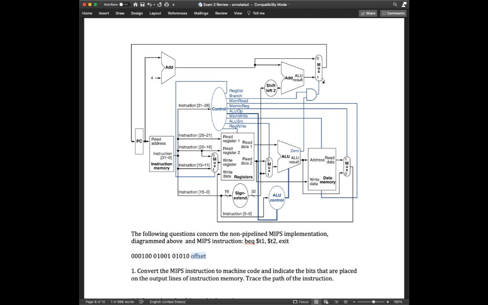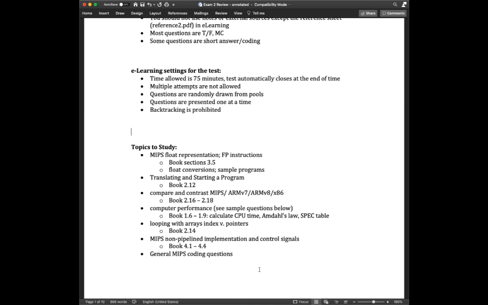So the purpose of this multiplexer up here is to determine how the PC is updated. Is the PC updated by 4, like in a normal sequence of instructions one after the other? Or is the PC going to be updated to some new target address? That's the purpose of this multiplexer. So that is a review of the review.